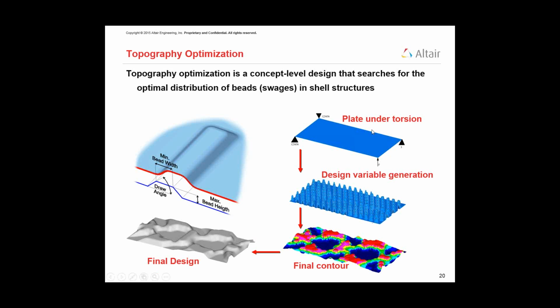So we have a plate, we generate the design variable, which is the location of the nodes. It comes up with this part that looks like a topographical view of the Rocky Mountains, and we end up with a part that looks like that.